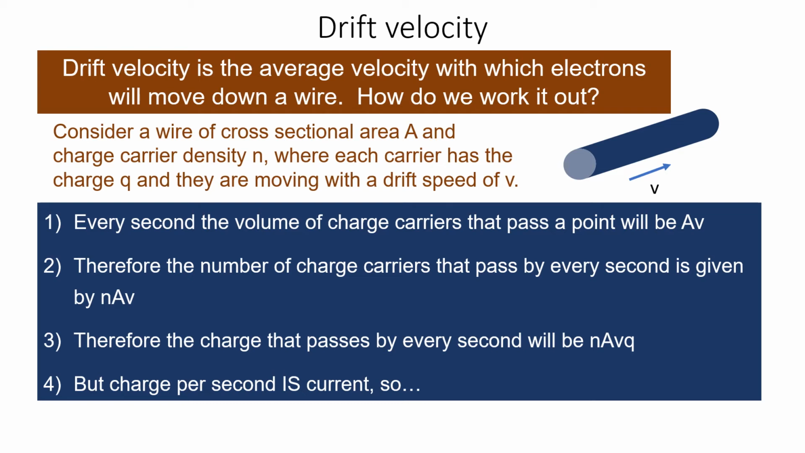Think about the units of that. Area is in meters squared. Velocity is meters per second. That's going to give us meters cubed per second, which is the volume per second.